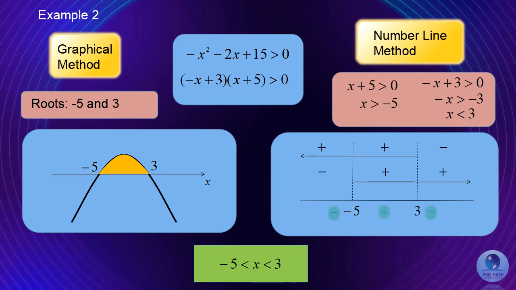Let's look at each partition. Positive negative will give rise to a negative sign. Positive positive will give rise to a positive sign. Negative positive will give rise to a negative sign.